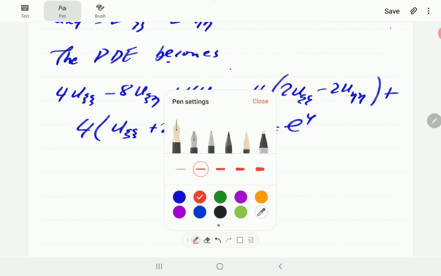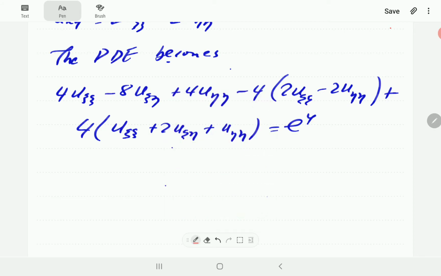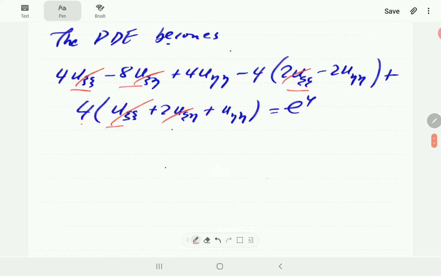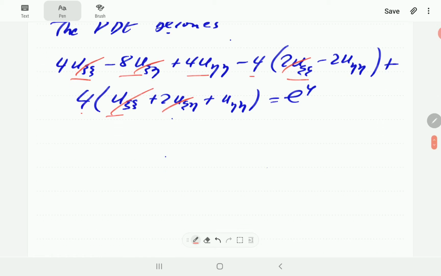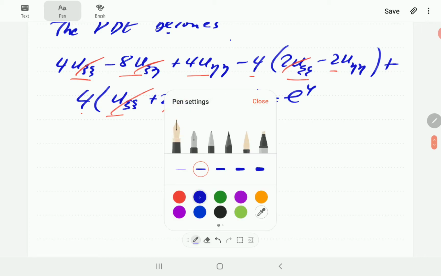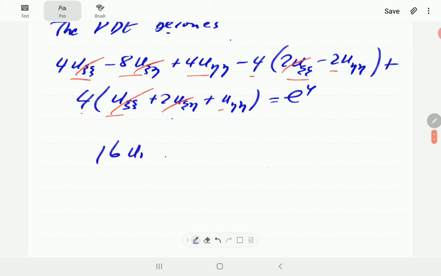Then we simplify. So the u_xixi terms, there is 4 here, minus 8, plus 4. So 4 plus 4 is 8, minus 8. So these cancel out. The u_xieta terms, there's minus 8 here and plus 8 here, so they cancel out again. And then the u_etaeta terms, there is 4 here plus 8 plus 4, so it's going to give us 16. So we have got 16 u_etaeta equal to e to the y.